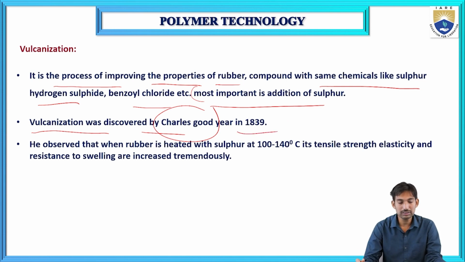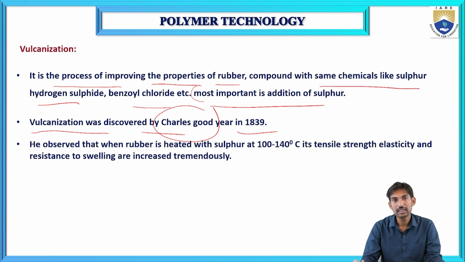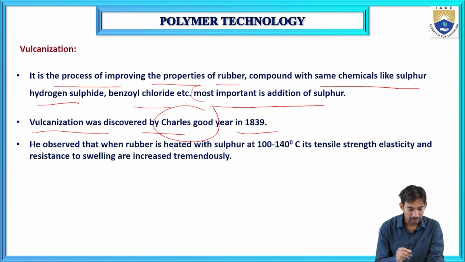What is the vulcanization process? It is a process of improving the properties of rubber by the addition of chemicals like sulfur, benzyl chloride and hydrogen sulfide, etc. Vulcanization is the process of improving rubber properties. It was discovered by Charles Goodyear in 1839.